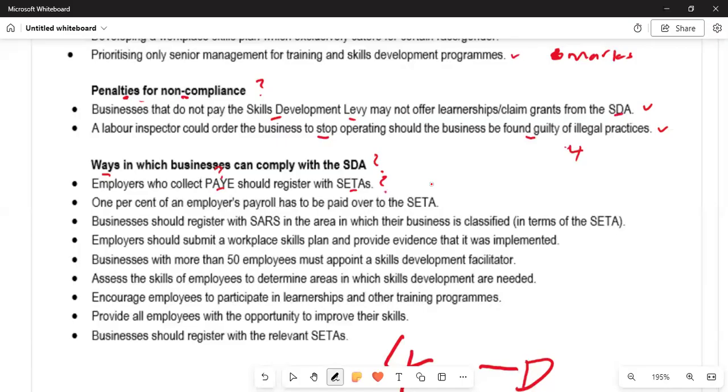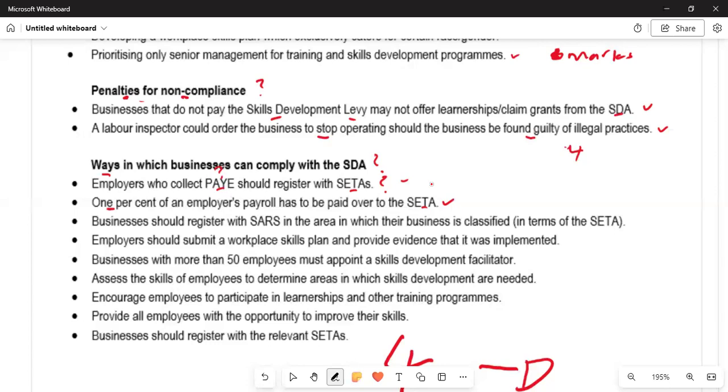So 1% of employees' payroll has to be paid over to the SETA. That is the levy that we have talked about. Organizations have to pay 1% of their payroll to SETAs. They have to pay that amount. In return, the SETA is going to give them what? The grants. Those grants given by SETAs are the ones that allow the business to do what? The training of the learnerships. That is very important.